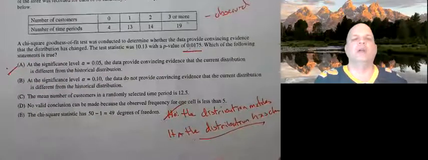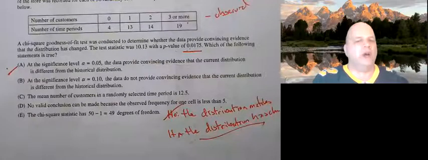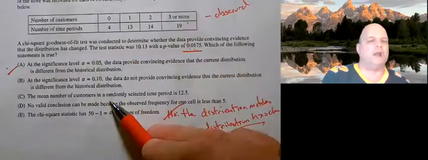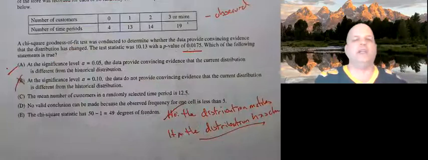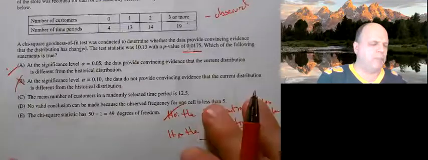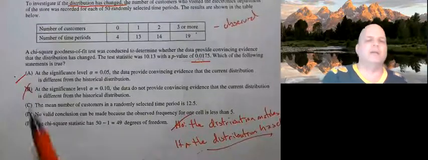Let's continue. At the significance level of 0.10, the data do not provide. No, they're definitely small. 0.01 is definitely smaller than 0.1. So there's definitely convincing evidence. The mean number of customers in a randomly selected time period is 12.5. I'm not even sure why they asked that. I'm not sure where they came up with that.